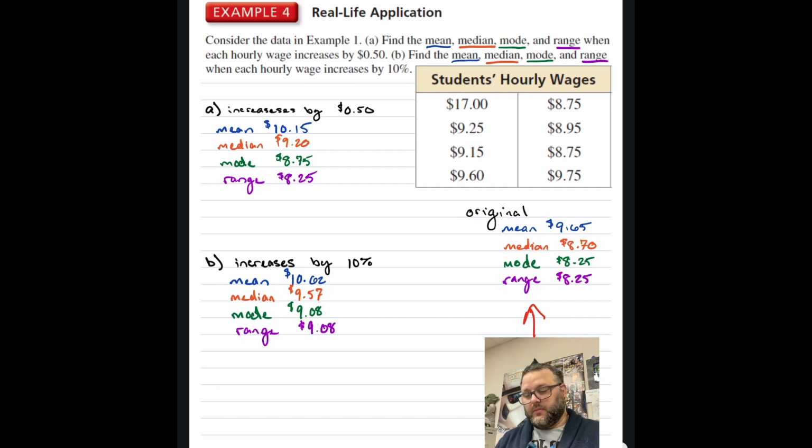So here's the differences in how we calculate the changing by a dollar amount, 50 cents in this case, or a percent amount, in this case 10%, and how it actually affects each category. The mean, median, and mode will all increase or decrease by that same 10% or 50 cents, so the same dollar amount. The only thing that changes is the range. If it's a dollar amount, range stays, but if it's a percent, it is going to change.